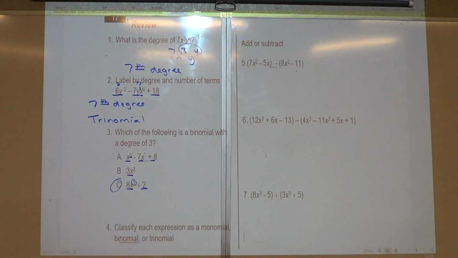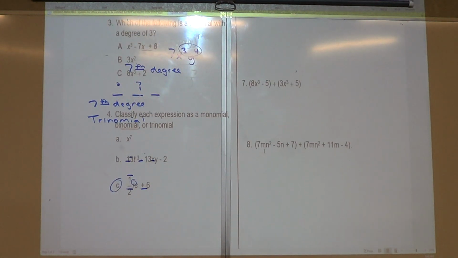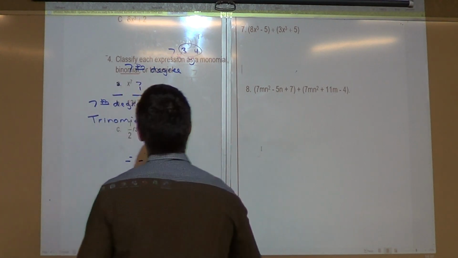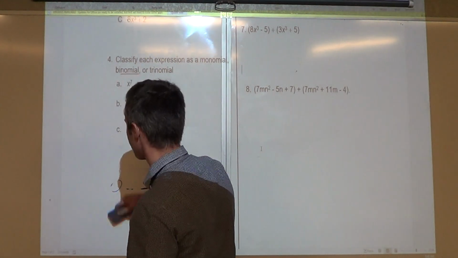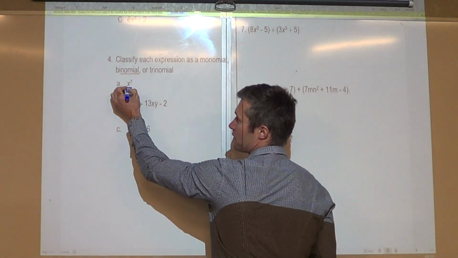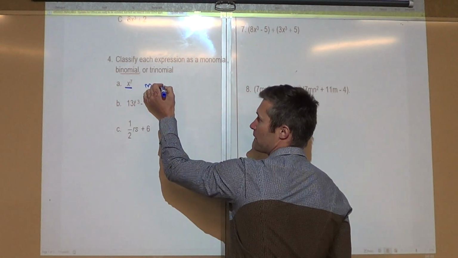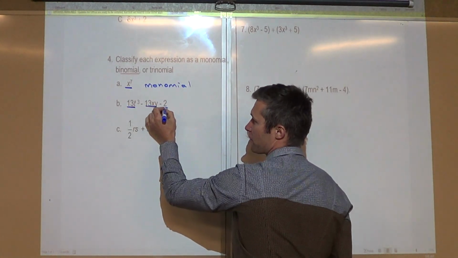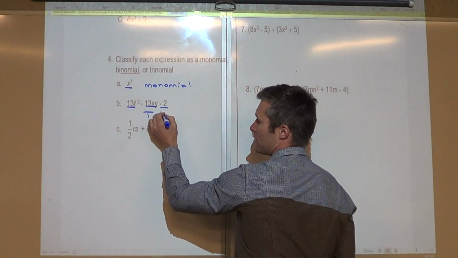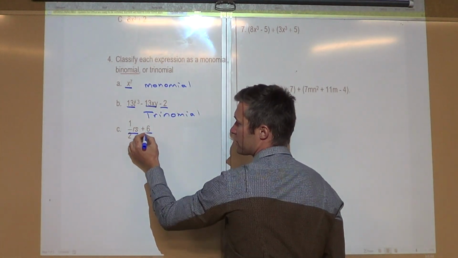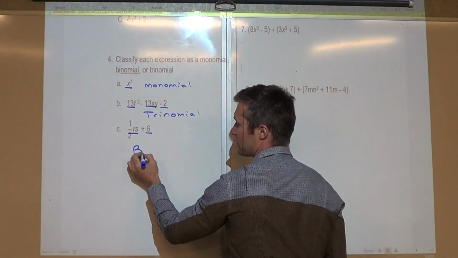Come down to the last one, it says label as a monomial, binomial, or trinomial. Monomial is 1, binomial is 2, trinomial is 3. If I look at this one, just 1 term, that's a monomial. This one has 1, 2, 3 terms, so we call that a trinomial. And the last one is just 1, 2 terms, so that's a binomial.